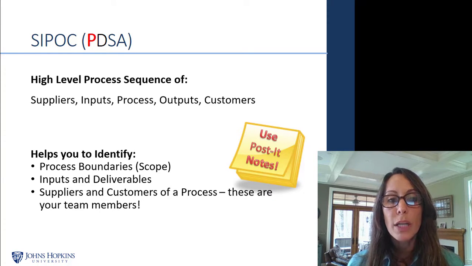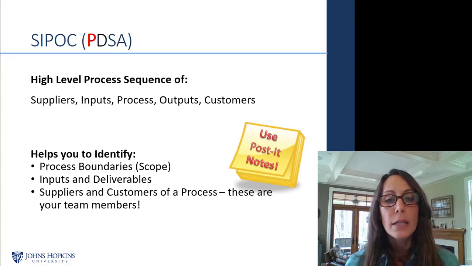Oftentimes we bite off more than we can chew, and putting these process steps on a SIPOC allows us almost to instantly see if the project is bigger in scope than it should be for it to be successfully completed. It allows us to see inputs into the process that we need for it to function, deliverables or outputs that go to our customers, and of course suppliers and customers of our process. And these are the people that we want to make sure are either on the team or represented in some way.